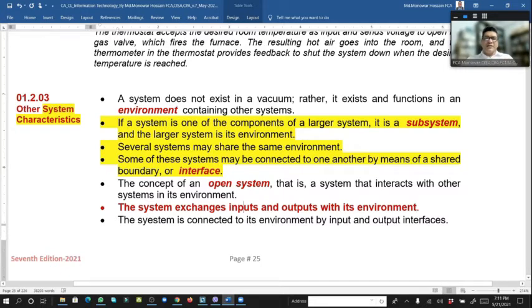The concept of an open system, that is a system that interacts with other systems in its environment. So one thing is open system, another one is closed system. An open system is a system that interacts with other systems in its environment. The system exchanges input and output with its environment. The system shares input and output with its environment. The system is connected to its environment by input and output interfaces.